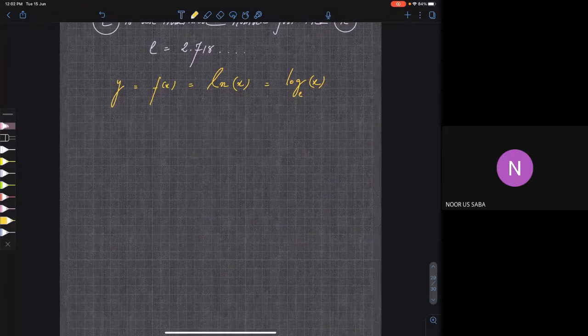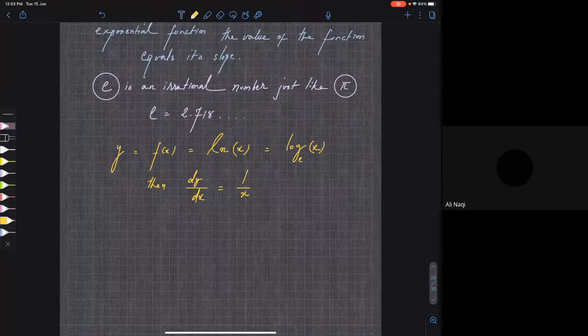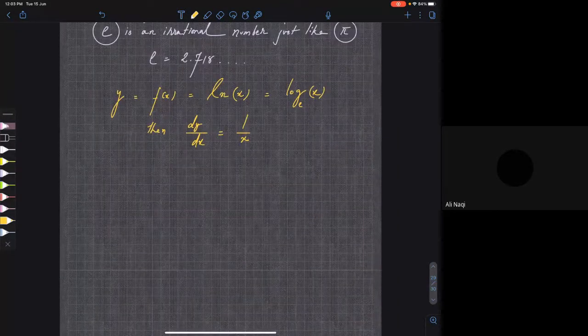Now, I hope everybody knows the basics about logarithms, right? No, sir. Okay, we'll discuss logarithms also. Anyway, if y equals ln x, then dy by dx equals 1 by x. I'll derive this using the previous formula, the e power x formula. But for now, just remember this. Clear? You're getting my point?